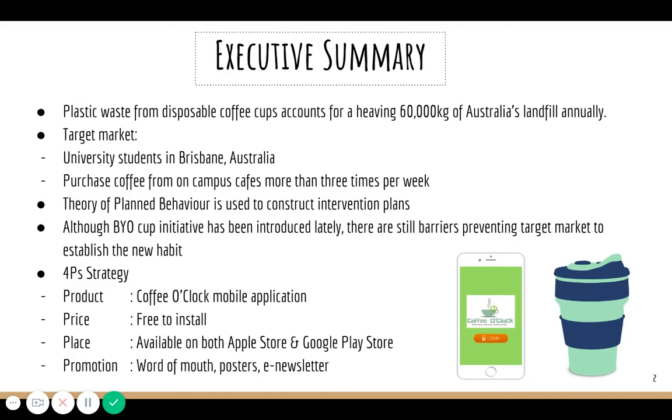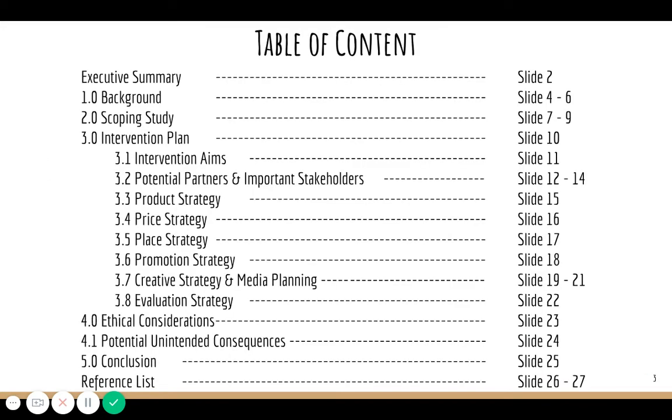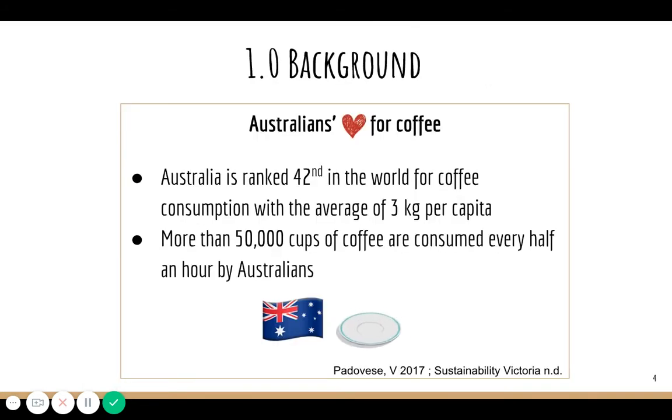The product of the intervention plan is called the Coffee O'Clock mobile application, which is free to be installed. The distribution plan of the product will be on Apple Store and Google Play Store. The promotional plans include promoting through word of mouth, posters, and e-newsletters. To give you an overview, this is the list of topics or sections that I will be covering in this presentation. First of all, let's look at the background of the social cause.